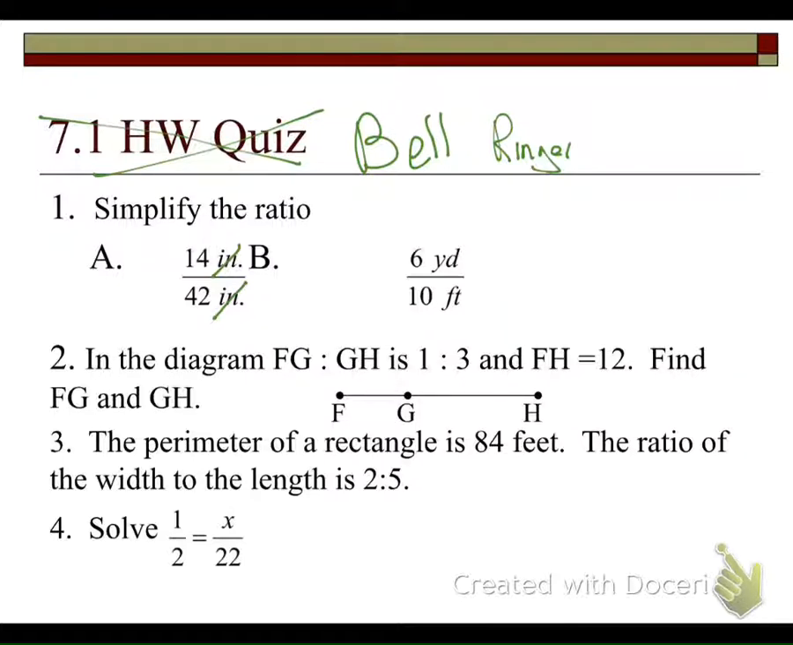So how many times does 7 go into 14? 2. How many times does 7 go into 42? 6. So now I'm at 2 over 6. Can I bring that down any further?